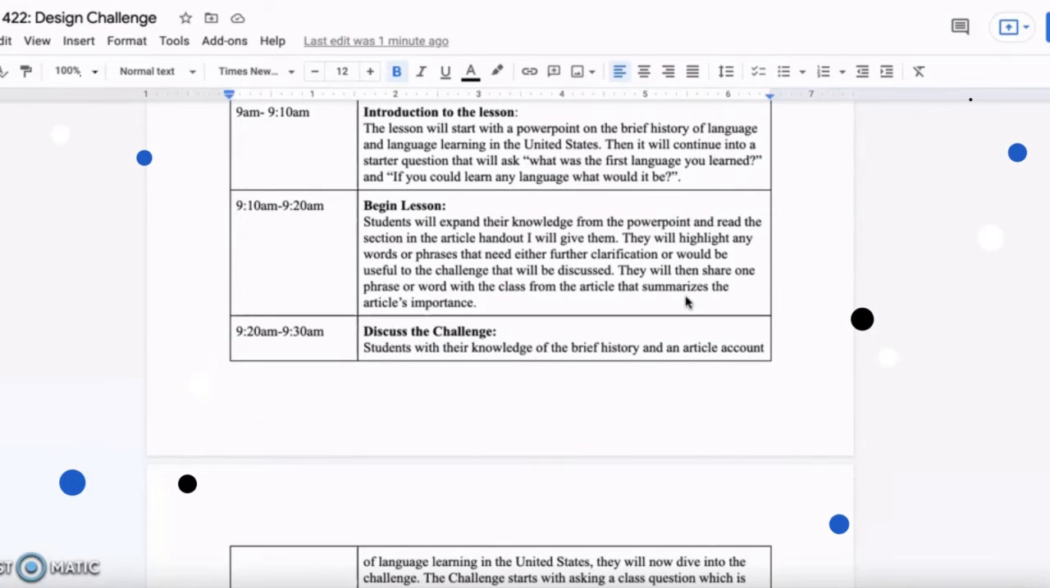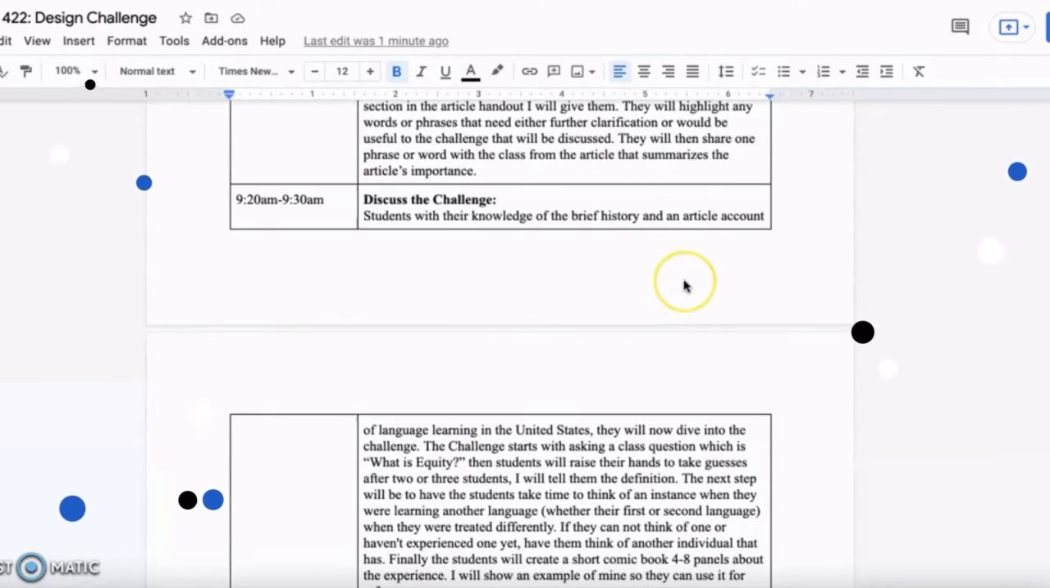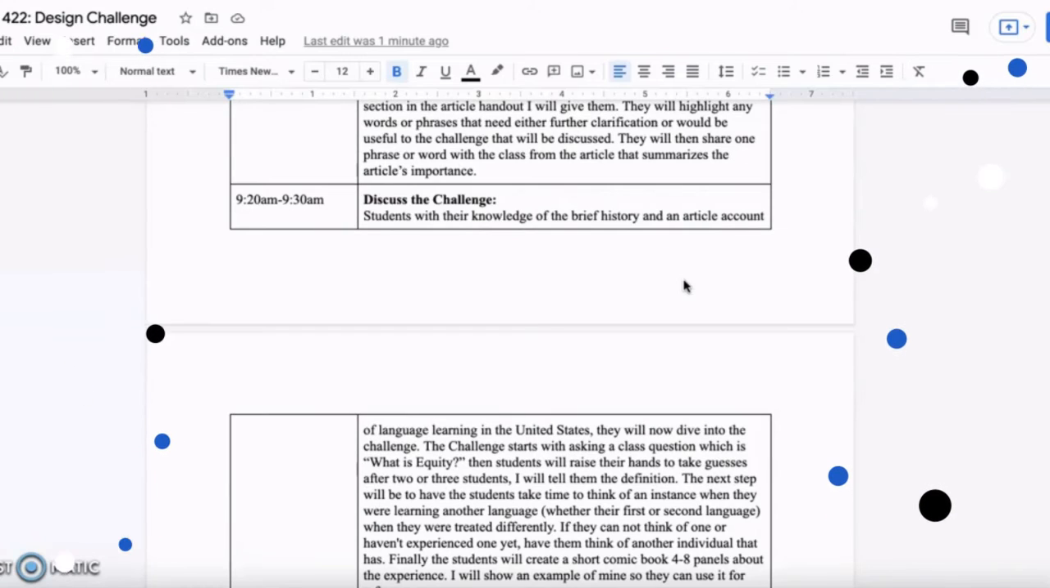For the next 10 minutes, we're going to begin the lesson, and students will expand their knowledge from the PowerPoint and read a section of an article handout. It will generally be about a paragraph long that I will give them, and they will highlight any words or phrases that they need either for their clarification or they found interesting, and then they will share one phrase or word from the article that summarizes the importance. And I'll probably take 2 to 3 volunteers for that.